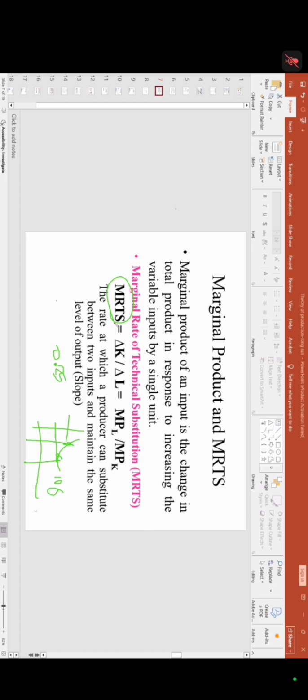Okay, so marginal product is the same. It explains what happens if you increase one single unit of input. If you are going to increase one labor, what happens to your total production? Is it changed by 1%? Is it changed by 2%? Is it changed by 0.5? So likewise. Okay, hope it's clear.